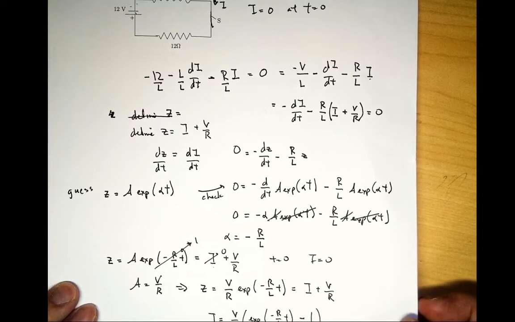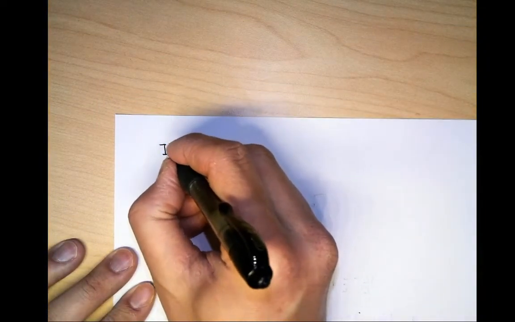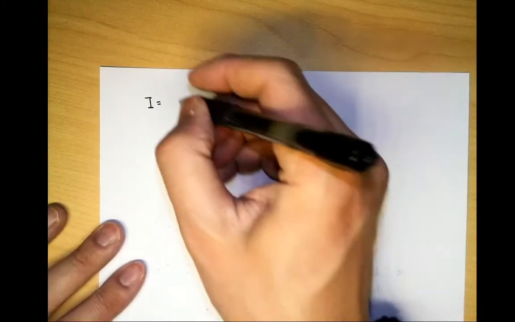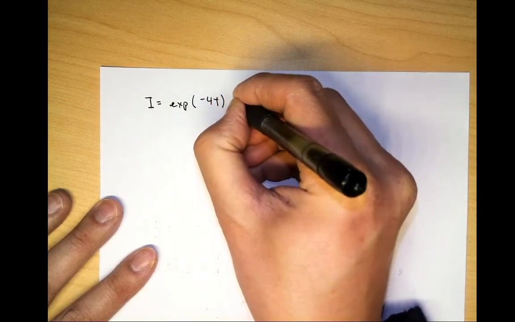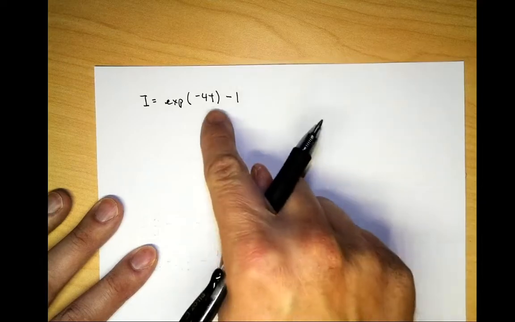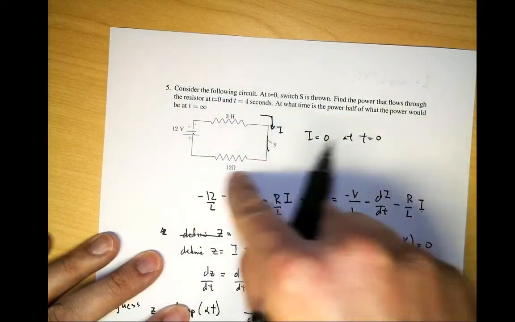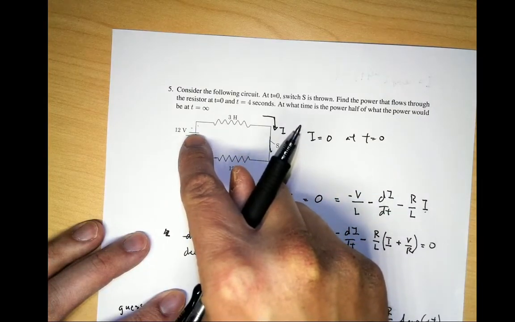The first thing is I find the power that flows through the resistor at t equals 0. So now I'm going to copy down what I is going to be first on this side. I is equal to exponent minus 4t minus 1, all right? You can check this: as t goes to infinity, I goes to minus 1, and all that means is the current actually flows backwards, right? Which is right, because as t goes to infinity, this thing doesn't do anything, and so this is a battery connected to a resistor, which will flow in the right direction.